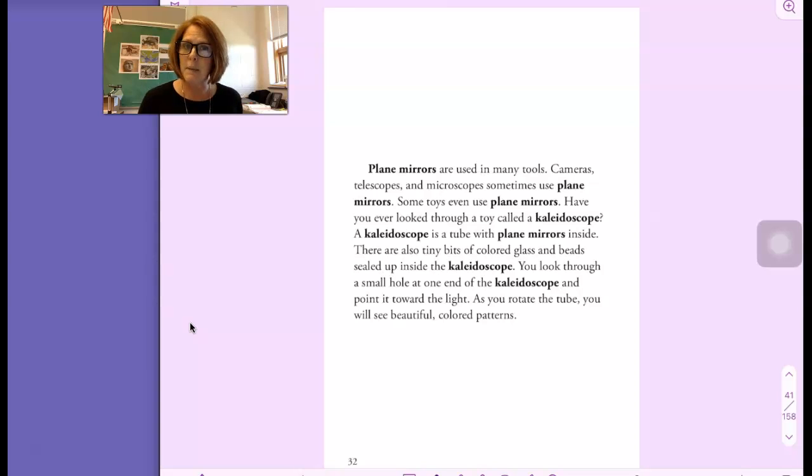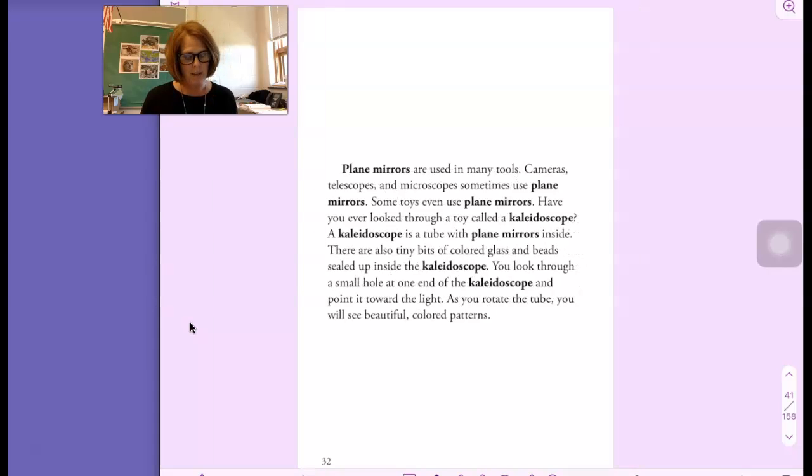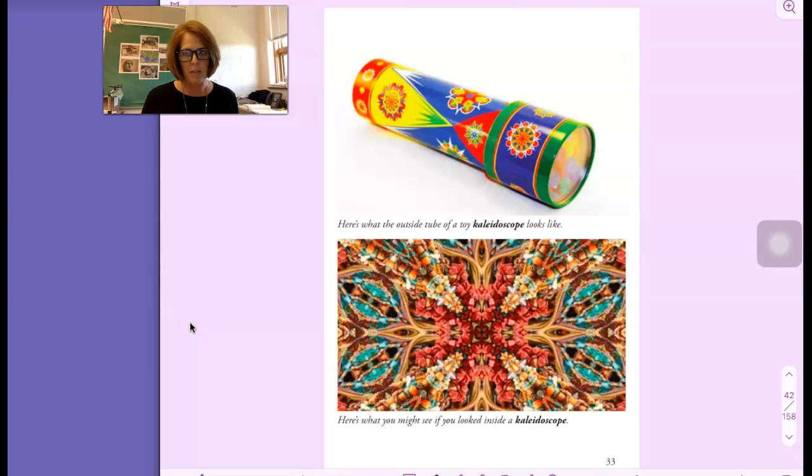So listen carefully. Plane mirrors are used in many tools. Cameras, telescopes, and microscopes sometimes use plane mirrors. Some toys even use plane mirrors. Have you ever looked through a toy called a kaleidoscope? And there's a picture of a kaleidoscope on page 33.